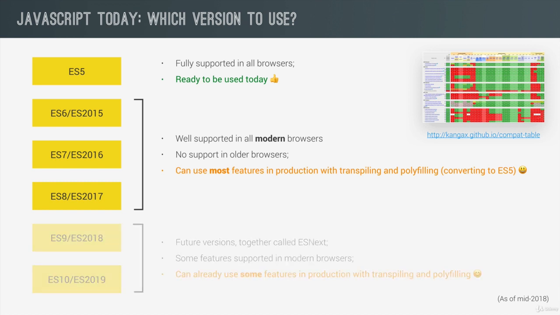Next up, there are the future versions of the language like ES9, ES10, and so on. And these future versions together are many times called ES Next. Now, some features of these future versions are actually already implemented in some browsers, and so you could use them by transpiling and polyfilling your code today. But to be honest, I wouldn't really advise you to do so at this point, because I believe that ES6, ES7, and ES8 together are powerful enough to bring the JavaScript development experience to a whole new level already, as you will see a bit later in the course, alright?